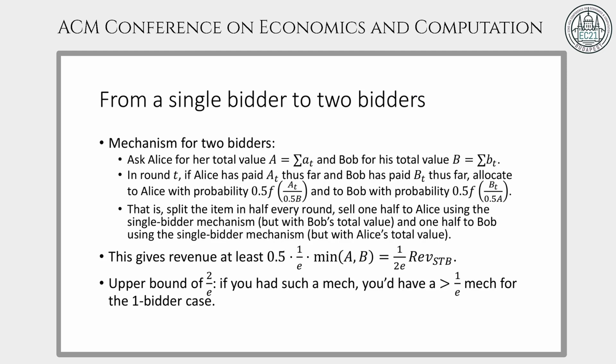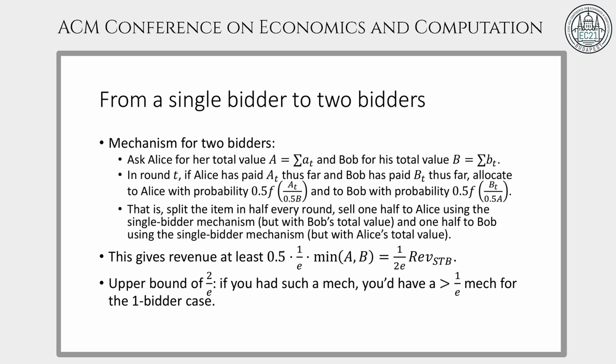So the mechanism for 2 bidders is as follows. What we'll do is we'll begin by asking Alice for her total value, capital A, and Bob for his total value, capital B. And then in round T, if Alice has paid A sub T thus far, and Bob has paid B sub T thus far, we'll allocate the item to Alice with probability half times f of A sub T over half of B, and to Bob with probability half times f of B sub T over half of A.